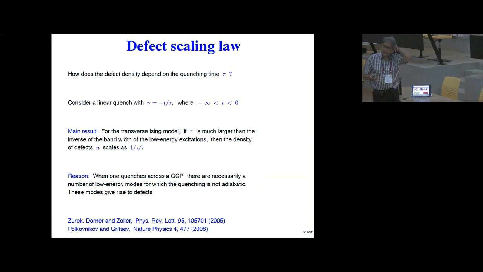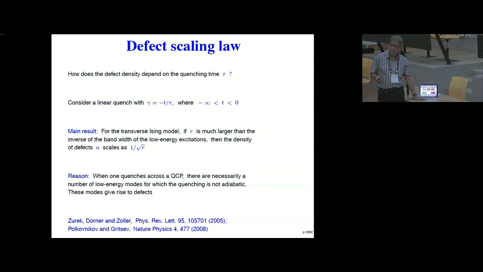So what we are going to calculate now is how this defect density depends on the quenching time tau in this model. We are going to consider a linear quench. So gamma is going to be minus t by tau, and t goes from minus infinity to zero. We are starting at t equal to minus infinity with gamma very large, so we are in the completely disordered phase. All the spins are pointing in the x direction. And then at t equal to 0, we end at gamma equal to 0. The critical point is at gamma equal to 1, so we cross it somewhere between minus infinity and 0.